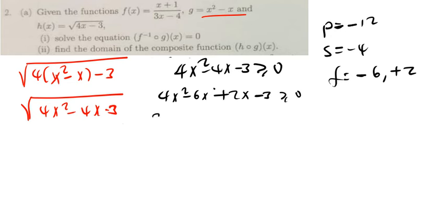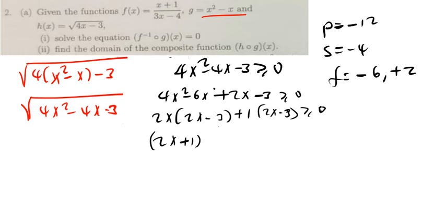Factor out 2x here. I'll remain with 2x minus 3. Factor out 1 here. 2x minus 3 greater than or equal to 0. What else? 2x plus 1. 2x minus 3 being greater than or equal to 0. 2x plus 1 greater than or equal to 0.